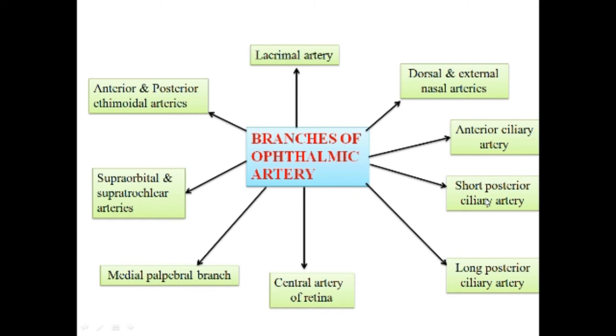So these are the branches of the ophthalmic artery. You can see the central retinal artery and posterior ciliary artery, as there are two types of small arteries as well as the long artery, and the anterior ciliary artery, which comes directly from the muscular artery, dorsal and external nasal arteries, lacrimal artery, lacrimal gland, anterior and posterior ethmoidal arteries, supraorbital, supratrochlear artery, medial palpebral branch. So these are the common branches of the ophthalmic artery. Let us see the image.